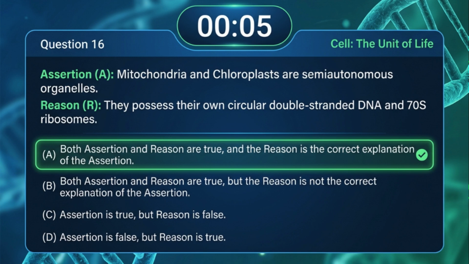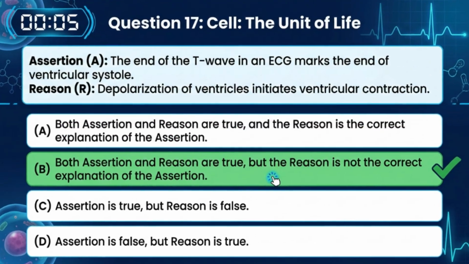Cell, the unit of life. Assertion: mitochondria and chloroplasts are semi-autonomous organelles. Reason: they possess their own circular double-stranded DNA and 70S ribosomes. 3, 2, 1. Semi-autonomous means they can synthesize some of their own proteins. Why? Because they have their own DNA and 70S ribosomes. Both are true, and the reason explains the autonomy. Option is A. Question 17.